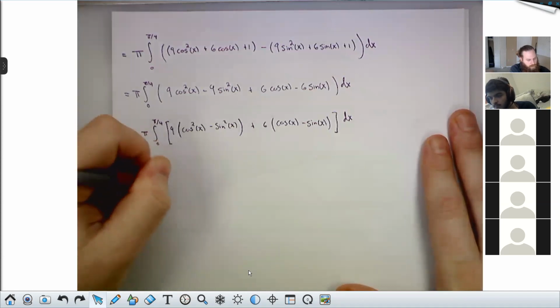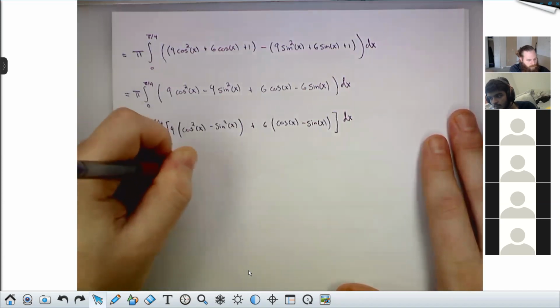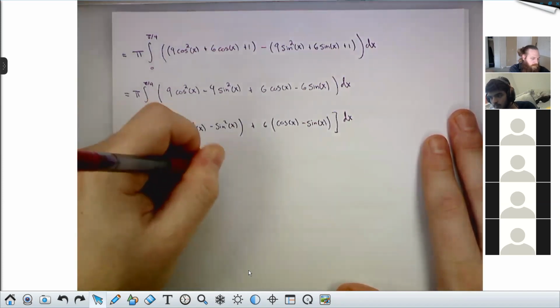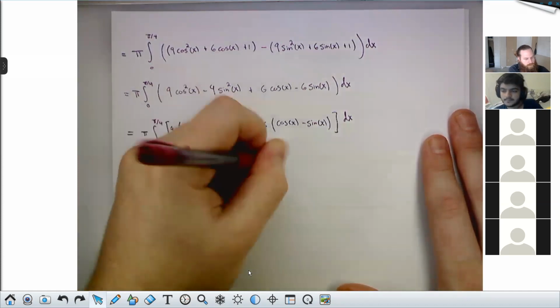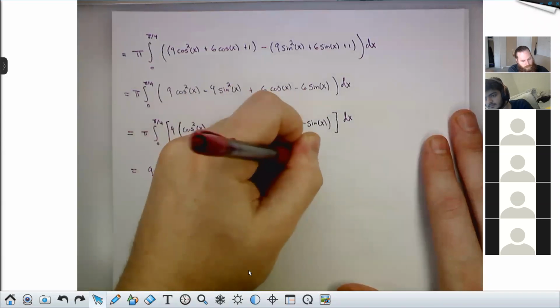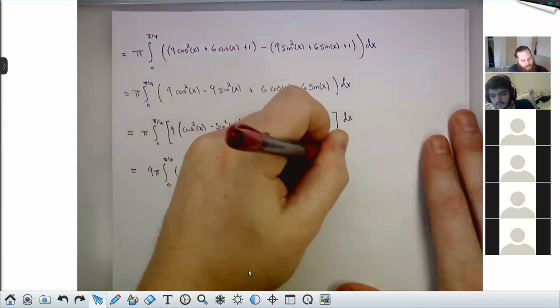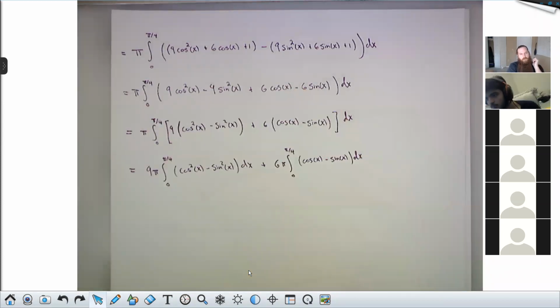9π integral 0 to π/4 of (cos²x − sin²x) dx plus 6π integral 0 to π/4 of (cos x − sin x) dx. The second integral is easy. You know an antiderivative for cosine, and you know an antiderivative for sine. So you know an antiderivative for this one.